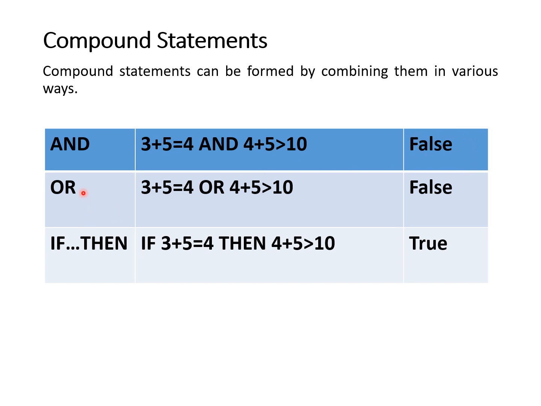And for the word or: 3 plus 5 equals 4 or 4 plus 5 larger than 10. In this case, both of these statements are false. So the final conclusion is false. Now for the words if and then: if 3 plus 5 equals 4, which we know is not true, then 4 plus 5 is larger than 10. So this statement becomes true. So by using if and then, you can also change the truth of a statement.